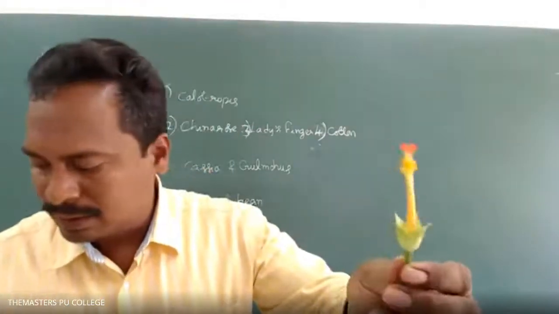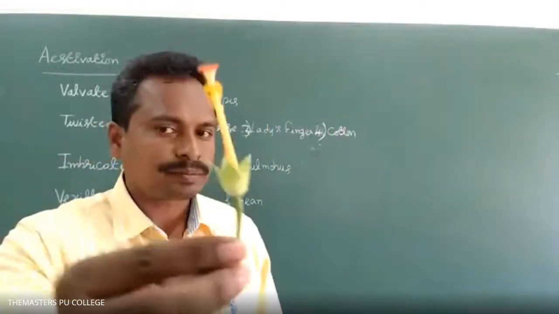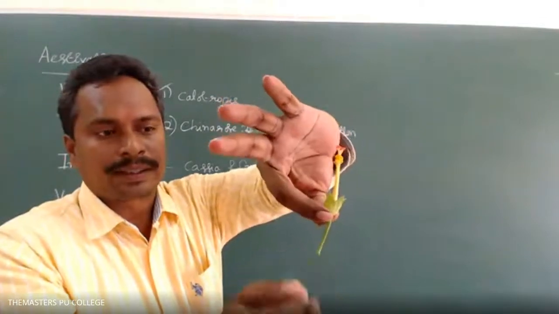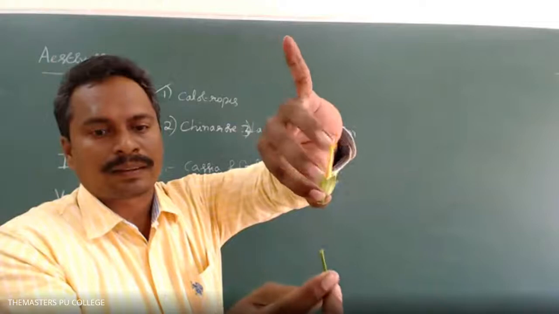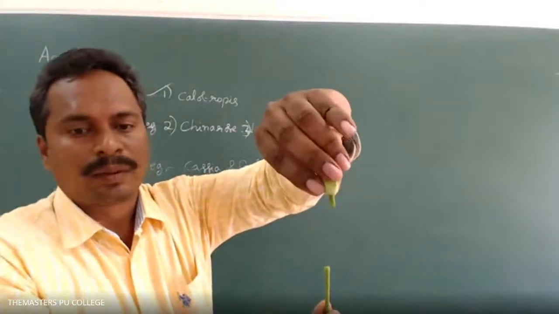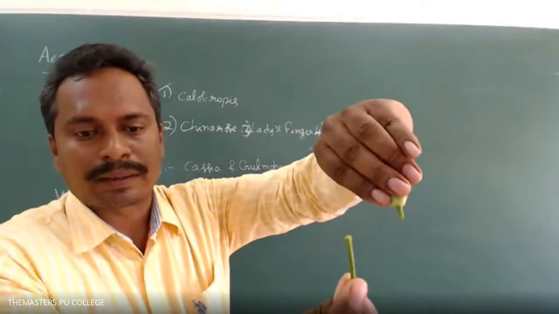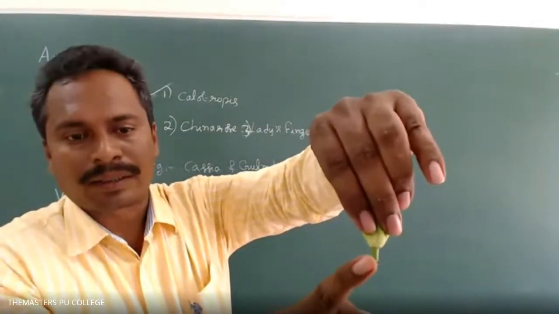Is it cymose or racemose type of inflorescence? Cymose type of inflorescence. Very good. So here, look here, in this inflorescence, this is the stalk of the inflorescence, the peduncle. And this is the stalk of the flower, the pedicel.